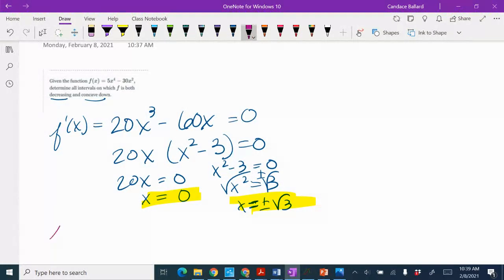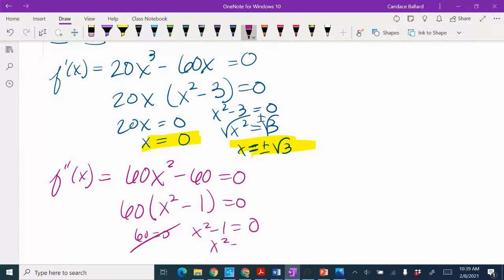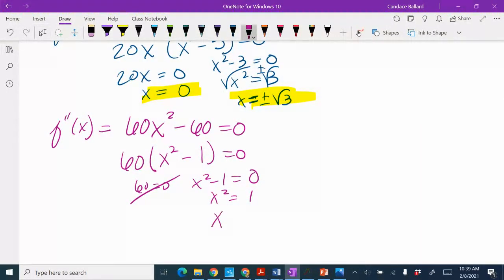Now I need to take my second derivative and get critical numbers from that as well. So my second derivative would be 60x squared minus 60 equals 0. I'm going to factor out a 60, which leaves me with x squared minus 1 equals 0. The 60 equals 0 produces nothing. X squared minus 1 equals 0, so x squared equals 1, and taking the square root of both sides, x equals plus or minus 1. So I just got 2 more critical numbers from that.